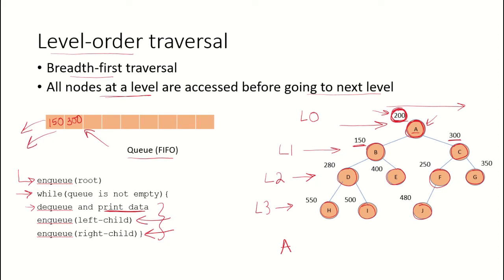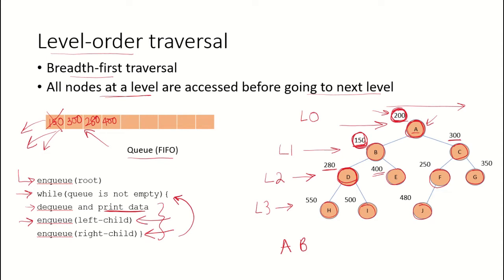Now we go back to the loop, check the condition, the queue is not empty, so we dequeue. Now 150 is out and we will print its data. So B is printed. Now the next statement is enqueue left child. The current node is 150. Its left child is node D at 280. So 150 has been dequeued, but its left child at address 280 and its right child at address 400 will be put in the queue.